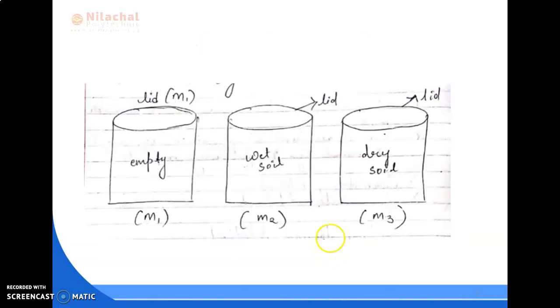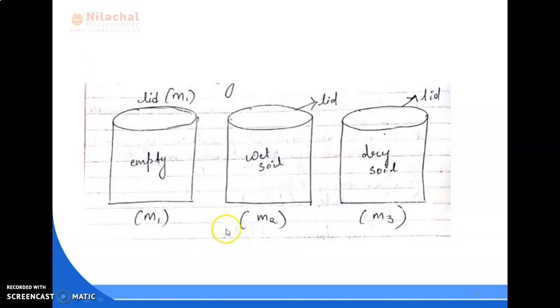So this is the figure. For example, this is a container. First we have to take the empty mass of the container with its lid. This is the lid of this container. So first we have to measure the empty mass. This is M1. We have to note down the value of this M1.